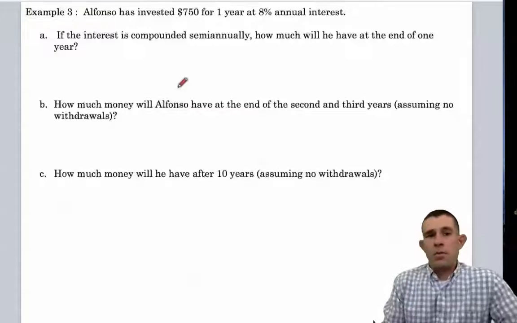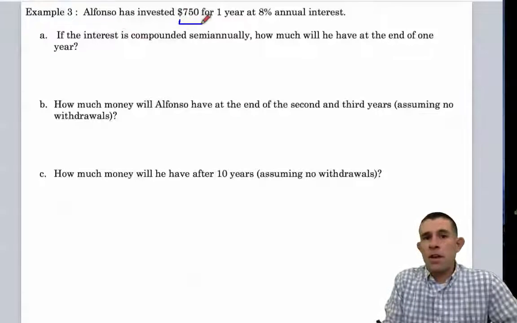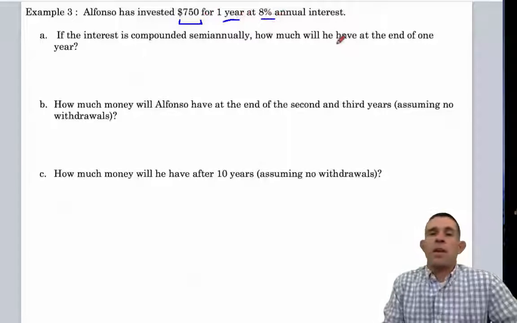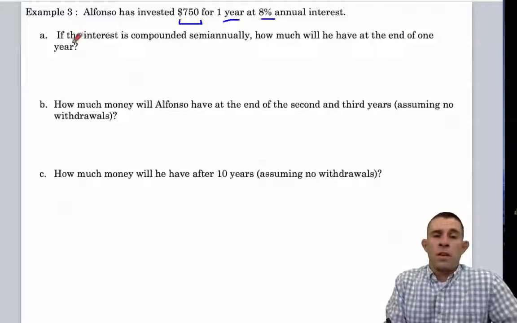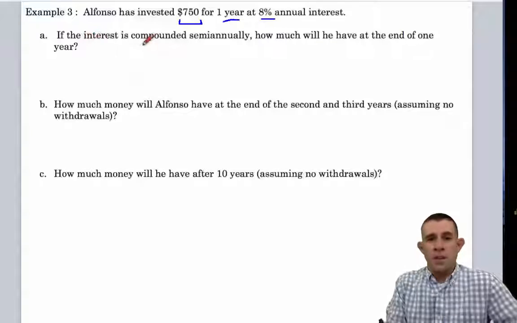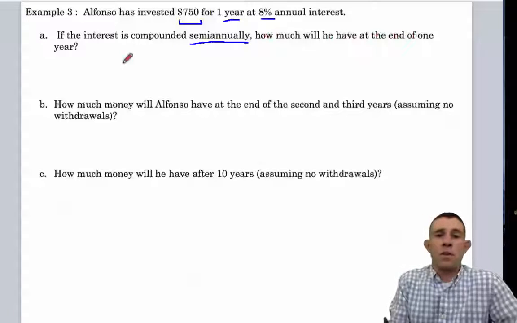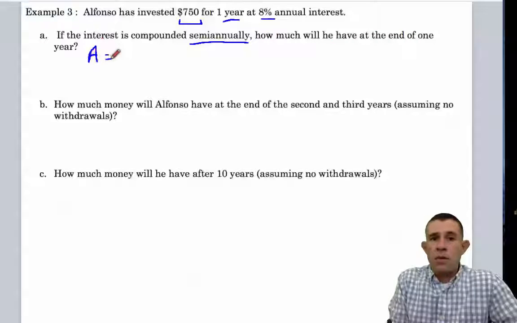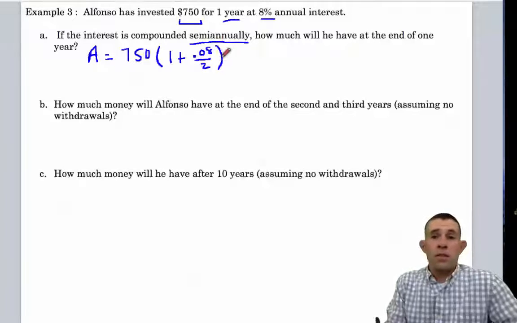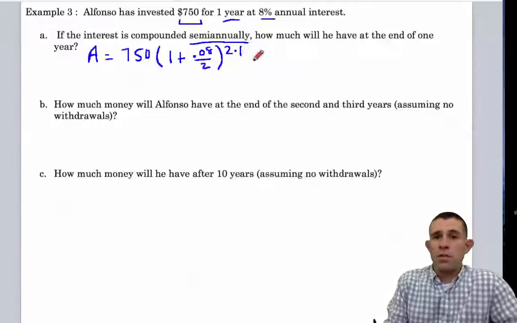All right, in example 3, we see that Alfonso has invested $750 for 1 year at an 8% annual interest rate. We are asked that if the interest rate is compounded semi-annually, how much will he have at the end of 1 year? Now, we have a formula for compounding semi-annually, and that's going to be the amount will be equal to the principal, which in this case is $750, times 1 plus the interest rate, which is 0.08, divided by 2, all raised to the 2 times the number of years it's invested. Since this is 1 year, we're going to say it's 2 to the first power.